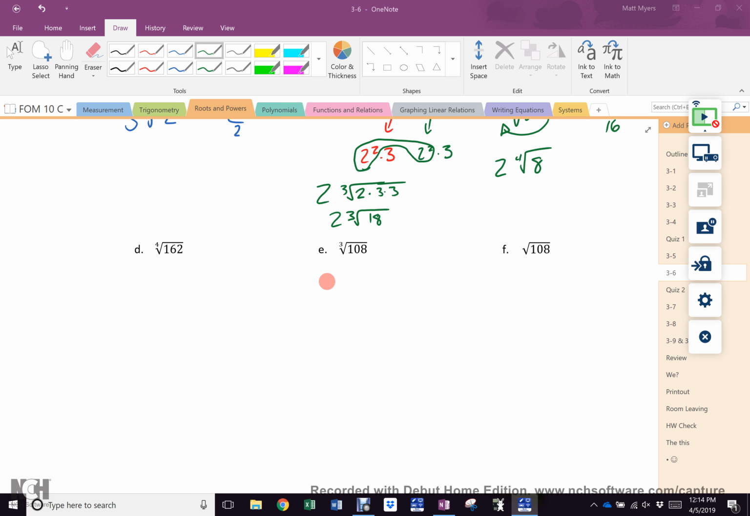All right. Anybody have an answer for D for me? What is it? 3 what? Go for Myers. 8.